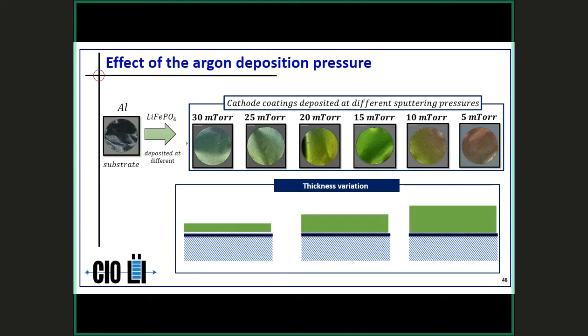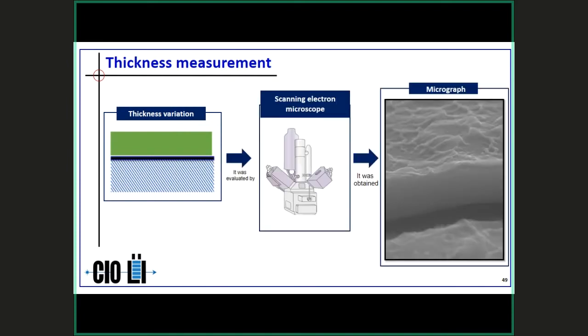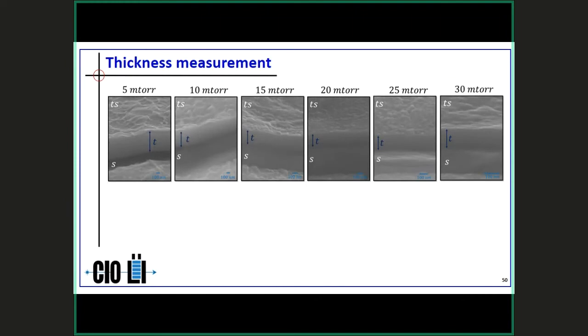To validate that hypothesis, we analyzed the cross section of each one of the samples using the scanning electron microscope, and we obtained micrographs like this one. So this region corresponds to the surface, this region corresponds to the substrate, and the one with the arrow corresponds to the thickness. Here is the thickness of each one of the samples that were deposited at different argon deposition pressures. Those were the photographs that we obtained from the SEM, and from here we estimated the thickness for each one of them.